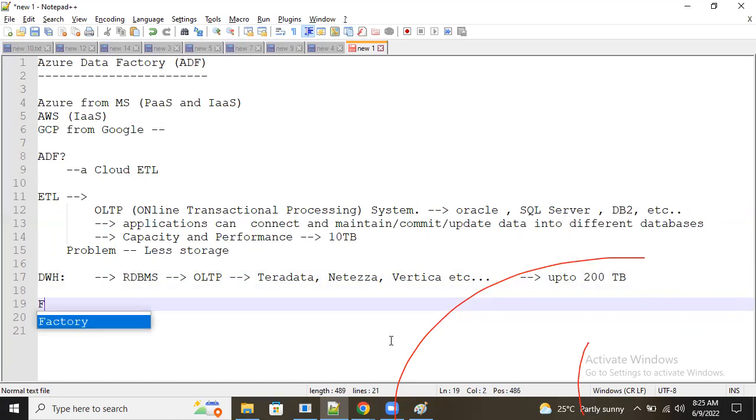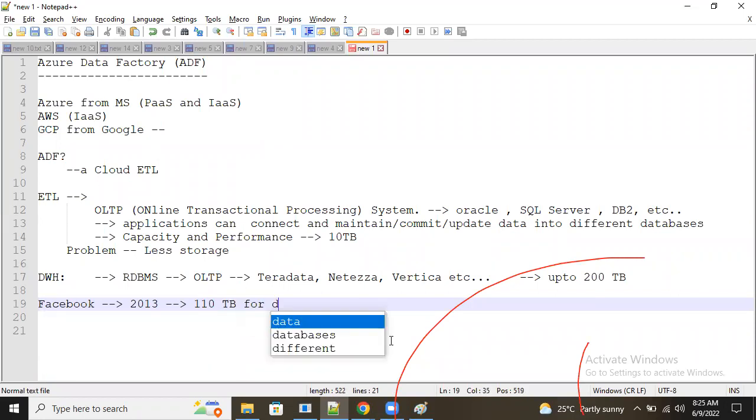For example, take Facebook, the best example. In 2013, do you know the size of the data? 110 terabytes of data per day. Per day. I'm not talking about months, years, quarters or weeks. It's day wise. That was in the year 2013.